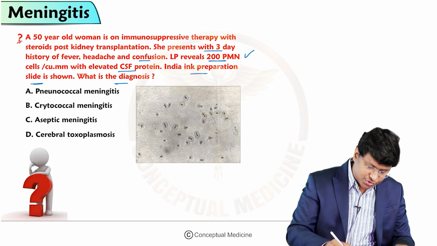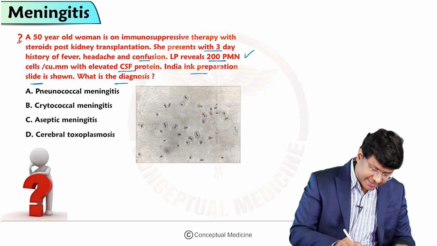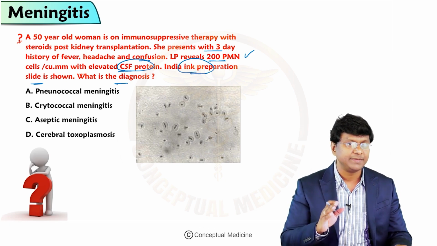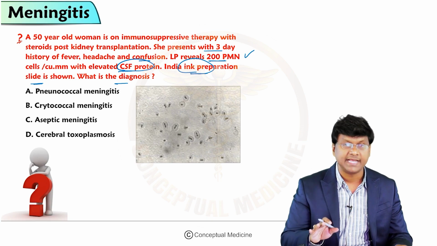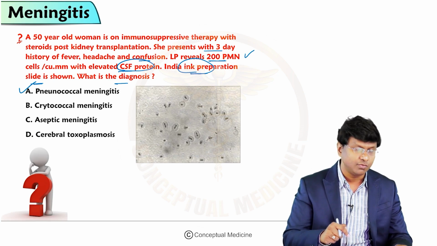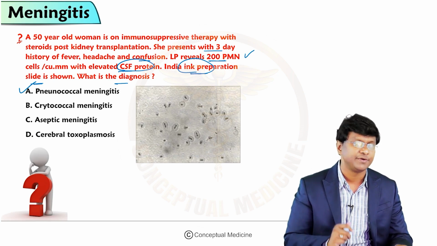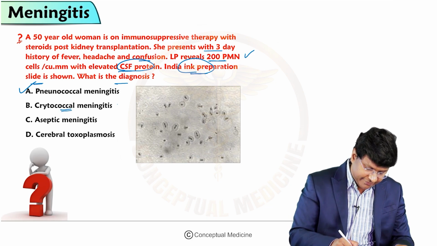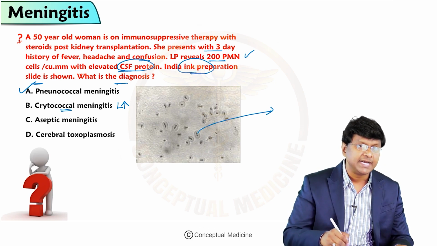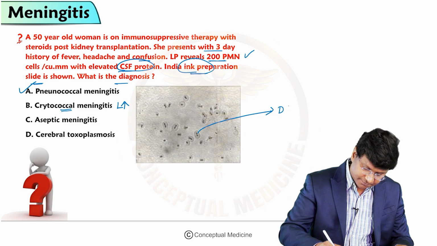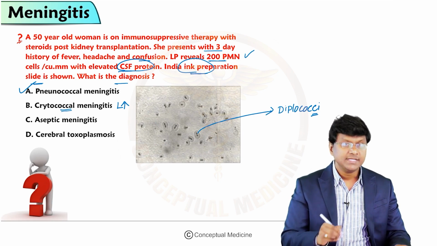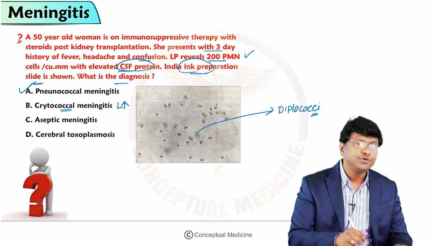See, lumbar puncture shows neutrophilic predominance and elevated CSF protein, and India ink stain is positive. When the India ink stain is positive, you may be under the impression that it is cryptococcal meningitis. The answer is not cryptococcal meningitis. It is pneumococcal meningitis. Why? It's a bacterial meningitis. It is polymorphonuclear, neutrophilic predominant. In cryptococcal meningitis, you have lymphocytic predominance. And what is the organism being shown under the microscope? That is your diplococci. That is what you will see in case of pneumococcal meningitis.